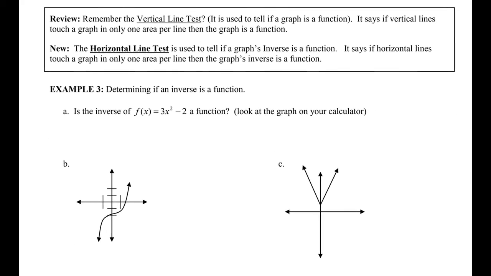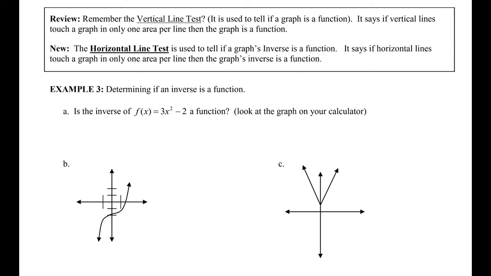As a review, remember the vertical line test? We used it to tell whether or not a graph was a function. It says if vertical lines touch a graph in only one area per line, then the graph is a function. This time we're using the horizontal line test. It is used to tell you if a graph's inverse is a function. It says if horizontal lines touch a graph in only one area per line, then the graph's inverse is a function. So for part A, it wants to know, is the inverse of 3x squared minus 2 a function?